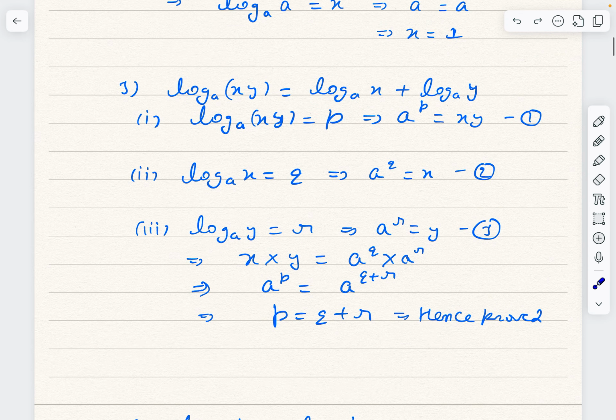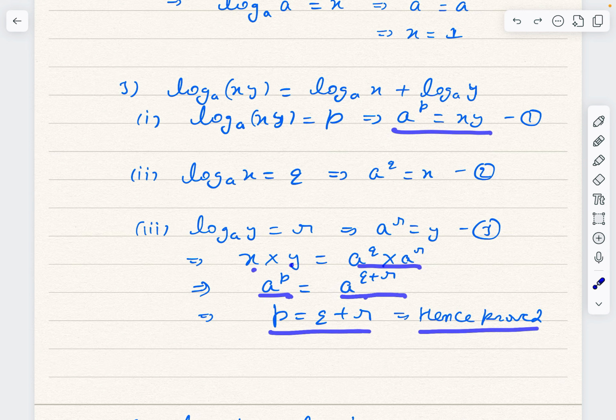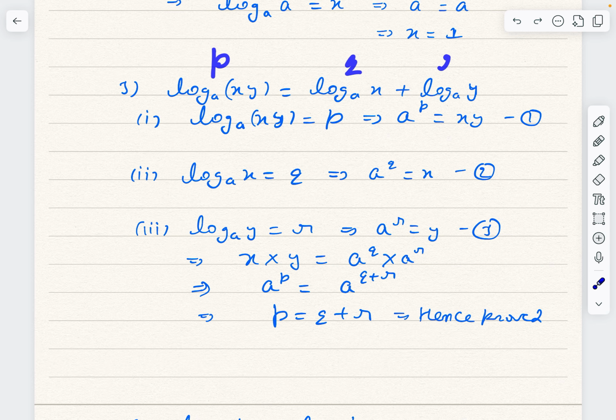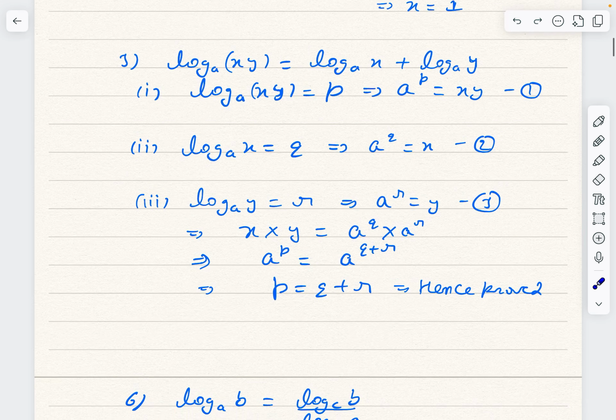Now you multiply this and this. If you multiply x and y, you get a power q into a power r. x into y from the first equation is a power p. And right side you get a power q into a power r, which will become a power q plus r. And from there we can conclude p is equal to q plus r. This is what we had to prove, no? Because this we assumed to be p, this was q, this was r. So they come out to be equal. I hope it is clear, guys. Same we can prove fourth and fifth also. So I'll go to the sixth one now.